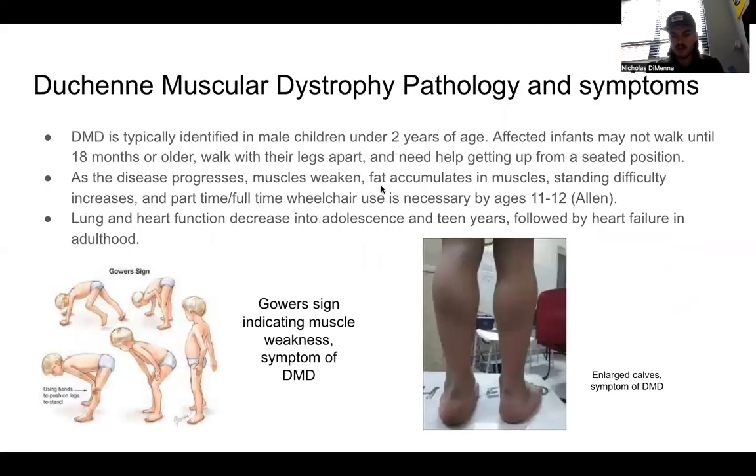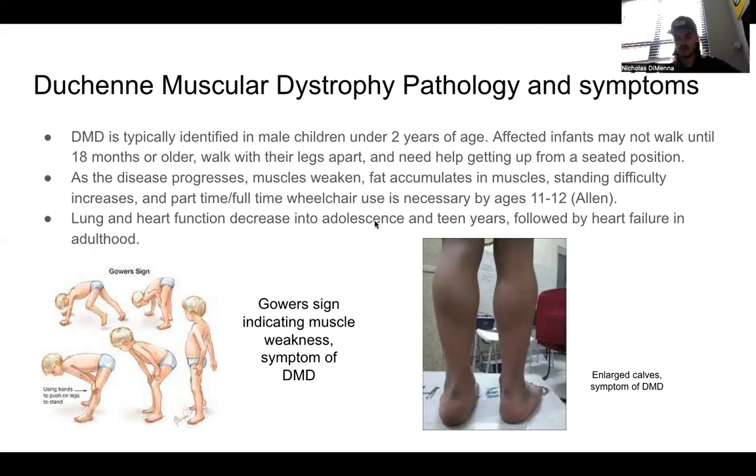Of course, we identified Tim at 3 years old, but DMD is typically identified in children under 2 years of age. In infants, we typically see this Gower sign where they use their hands and knees to support themselves as they stand up. This is because of weakened muscles in the back of the legs. And we also see enlarged calves where those muscles are starting to be replaced by fat and fibrotic tissue.